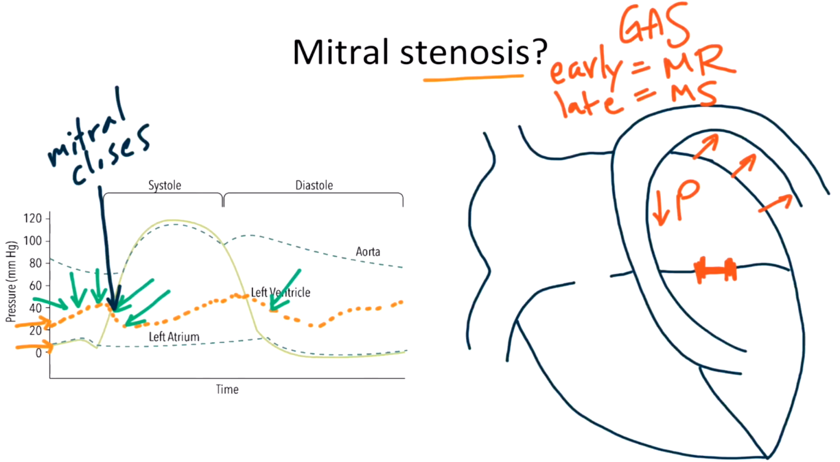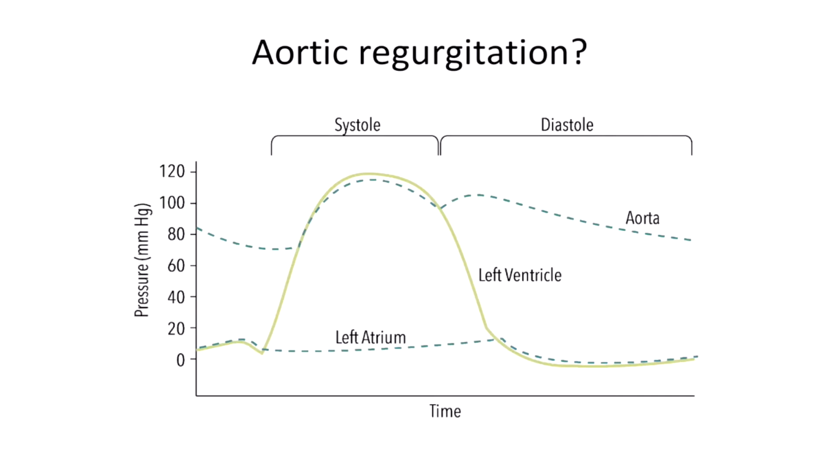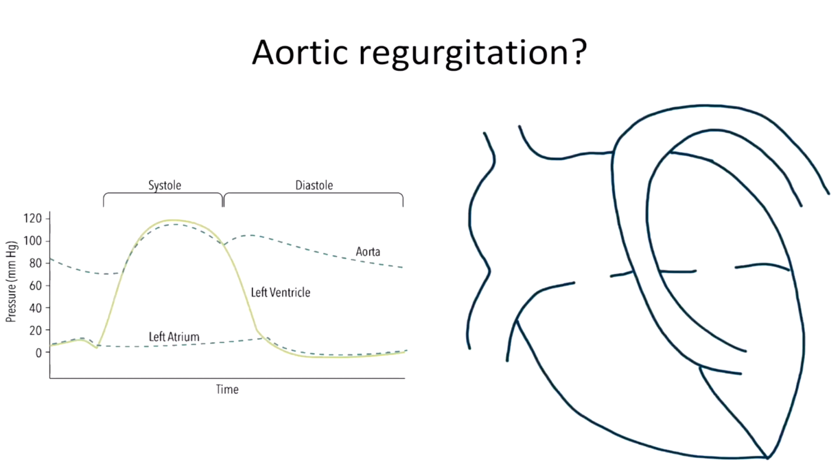Okay, let's do another question. How would the pressure tracing figure change in a patient with aortic regurgitation? Let's again add a picture of the heart and briefly review aortic regurgitation. Recall that aortic regurgitation occurs when the aortic valve doesn't close properly during diastole, which means blood leaks back from the aorta into the left ventricle. Because blood is lost from the aorta during diastole, we'd expect the pressure in the aorta to decrease during diastole. So write decreased P for pressure.